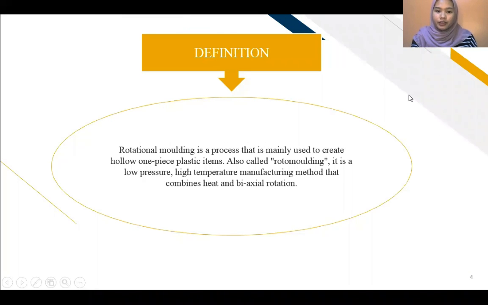Second, definition. Rotational molding is a process that is mainly used to create hollow one-piece plastic items, also called rotomolding. It is a low-pressure, high-temperature manufacturing method that combines heat and biaxial rotation. Typical molded parts can include fluid containers, compartment liners, speed trays, pallets, and pipe supports.